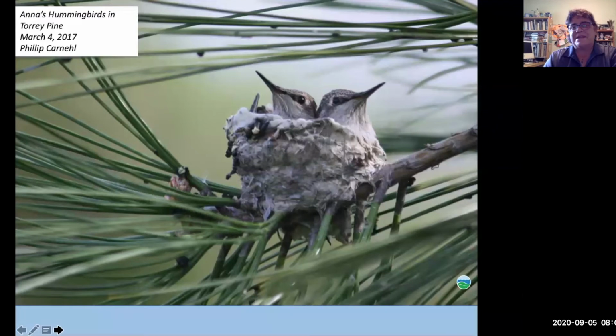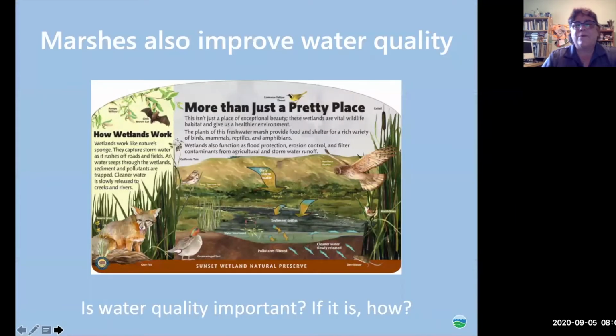Okay, so they're baby hummingbirds. Look at that nest. That nest is about the size of a golf ball. Those little hummingbirds, when they're first born, take a look at your fingernail. This part right here, that's how big the egg is. And then when they hatch, they're not much bigger than that. Absolutely incredible. Marshes also improve water quality.